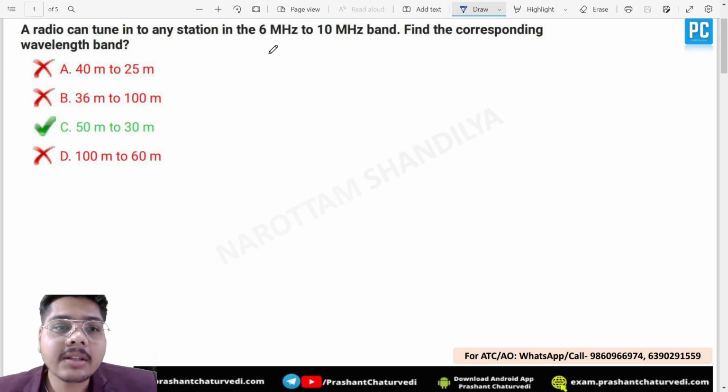A radio can tune into any station in the 6 megahertz to 10 megahertz band. Find the corresponding wavelength band. When students initially see this problem, they imagine that this question is related to some communication system. But believe me, if you have good basics, this question can be solved in a very easy manner. How? I have to find the wavelength and I have been given the frequency.